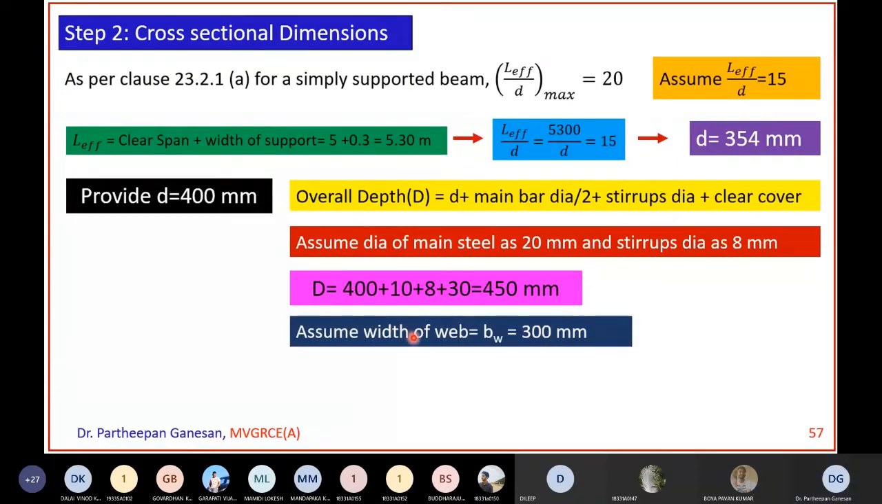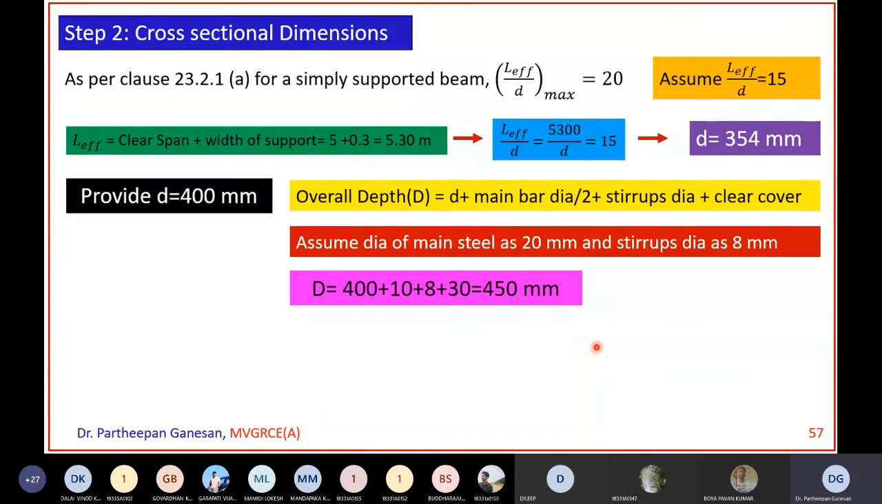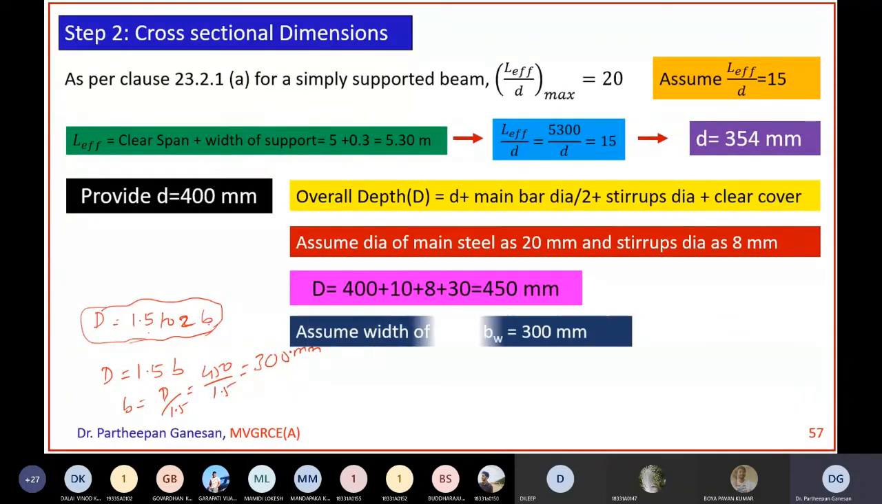So now, width of the web. While discussing the rectangular beam, I told you one criterion was that the depth of the beam should be 1.5 times to 2 times the width. That's what we have desired. I told you this was one of the specifications. Your depth should be 1.5 times to 2 times the width. So here I am taking, let us say, D is equal to 1.5 times b. So b will be D by 1.5, that is 450 divided by 1.5, which is equal to 300 mm. That's what I have taken here. Assume the width of the web as 300 mm.